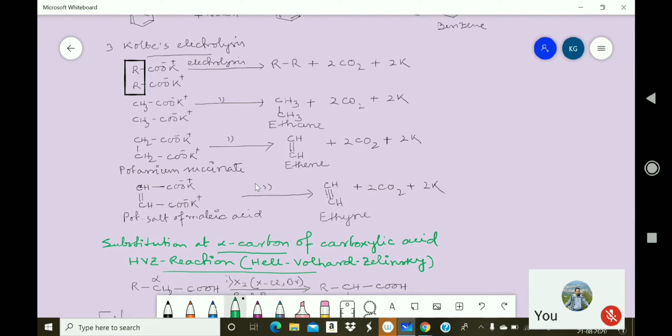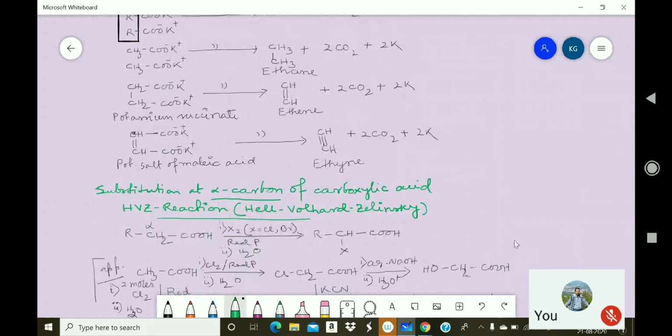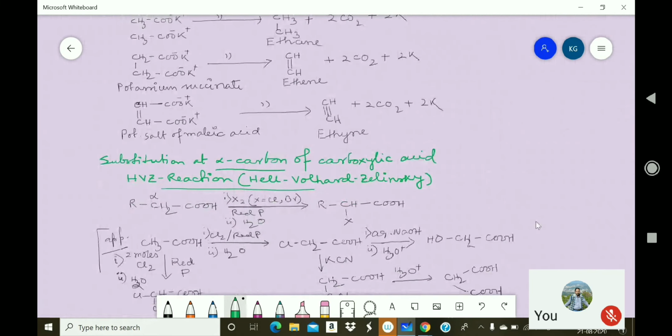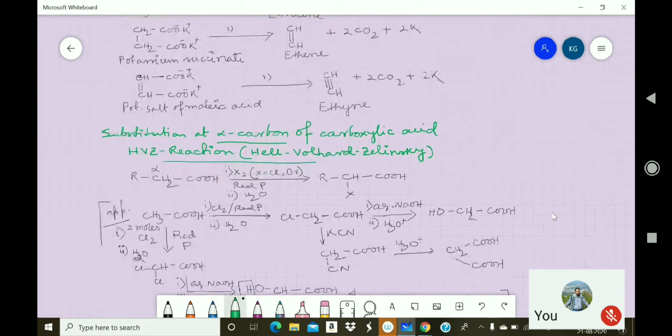By this Kolbe's electrolysis, we can even prepare an alkyne. When the potassium salt of maleic acid is electrolyzed, two molecules of carbon dioxide are removed, so a triple bond is formed, giving rise to ethyne. So in this way, we can get alkane, alkene, and alkyne by the Kolbe's electrolysis process.